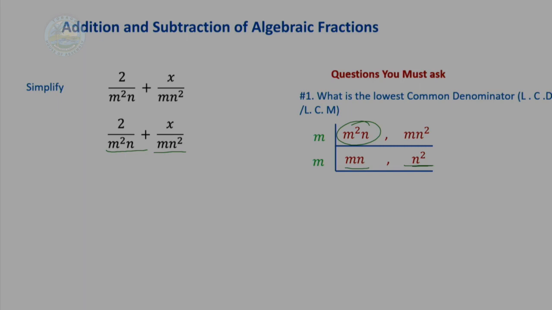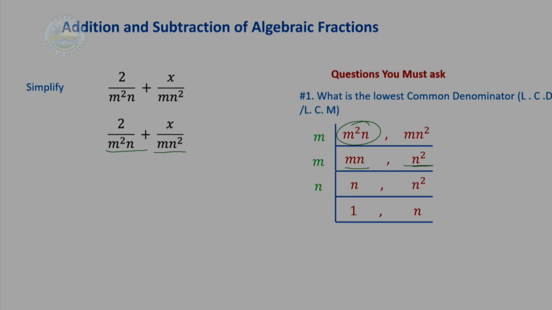Taking out the m, it's going to be m into mn is n, and m into n squared is going to give us n squared. Now we are left with only n's, so it's expected that n is going to be one of the things we are going to use. N into n is what? N into n squared is what? N into n is 1, and n into n squared is n.